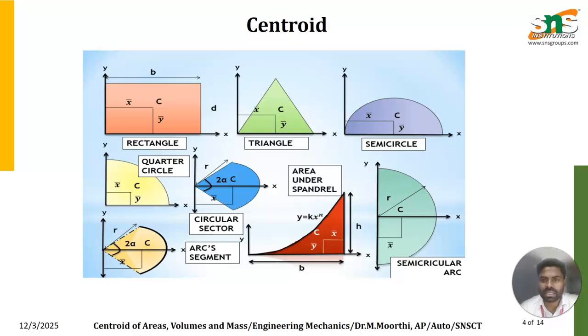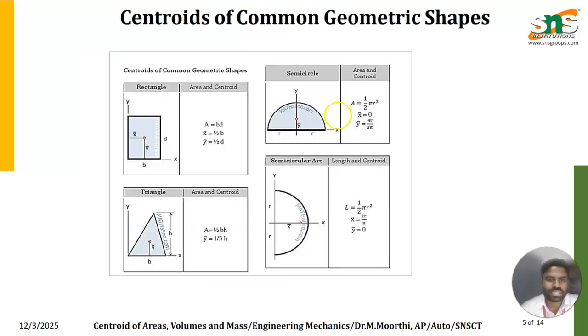4r divided by 3 pi. If it is measured from the base of a semicircle or quadrant, it is 4r divided by 3 pi, and if it is measured from the opposite side, it is r minus 4r divided by 3 pi. So this is the formula for a rectangle: area is b into d, x bar is b by 2, and y bar is d by 2. Similarly for a semicircle, x bar is r, and y bar is 4r divided by 3 pi, since it is measured from the base of the semicircle.